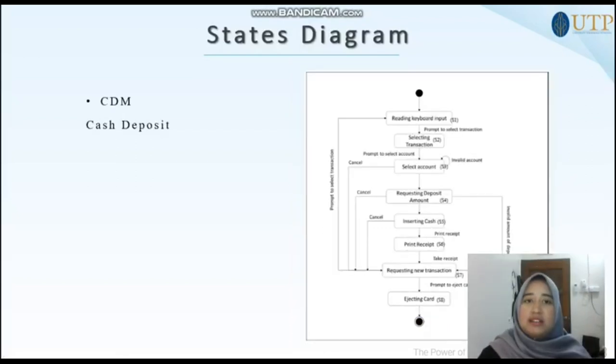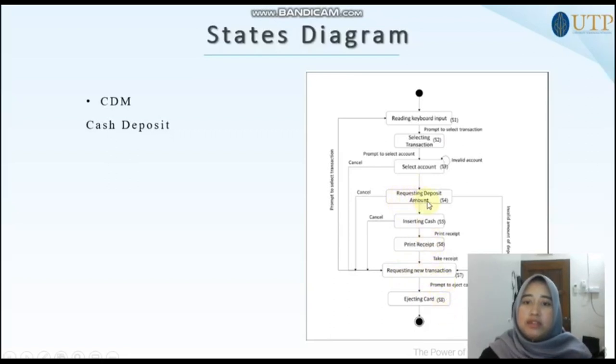Next, the state diagram for cash deposit. The session starts when the customer clicks any button on the customer console. When the session starts, the customer will choose the type of transaction. In this case, the user chooses cash deposit as the transaction type to proceed with cash deposit. Next, the user will choose the account to deposit to. This will repeat as long as the account type is invalid. The user can cancel the transaction from this stage. They can continue to do another transaction or end the session.